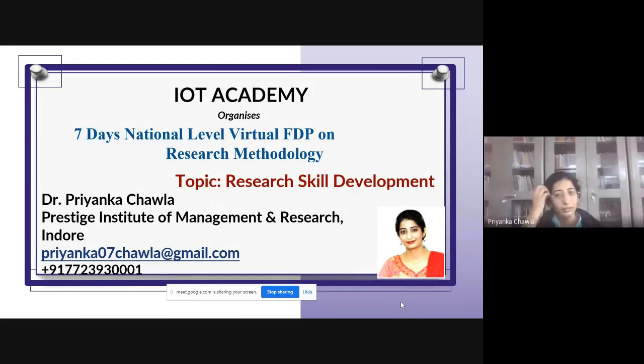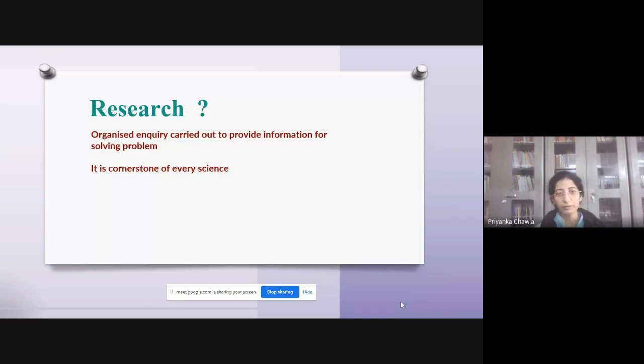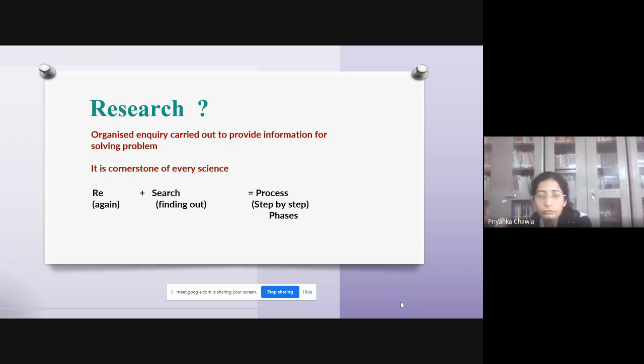Yes, ma'am. Fine. The topic which has been allotted to me is research skill development. Everybody is familiar with the word research. Research means we are searching, we are finding out again. It is a step-by-step process, and once we find the solution, on the basis of that we identify something new, and again that will be called a problem, and we continue this process. This is called research.